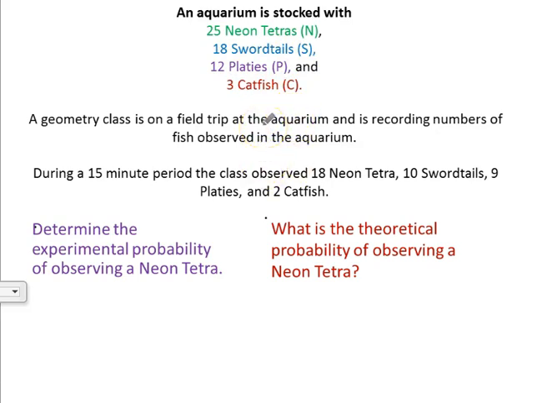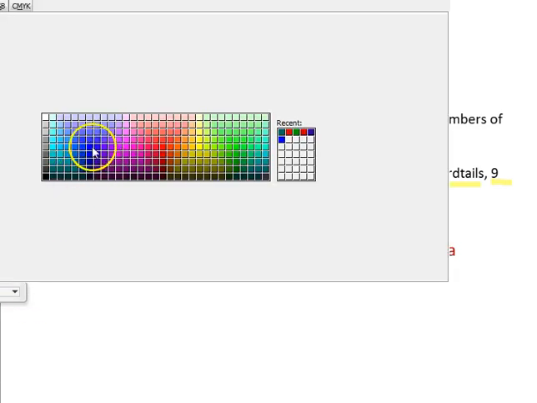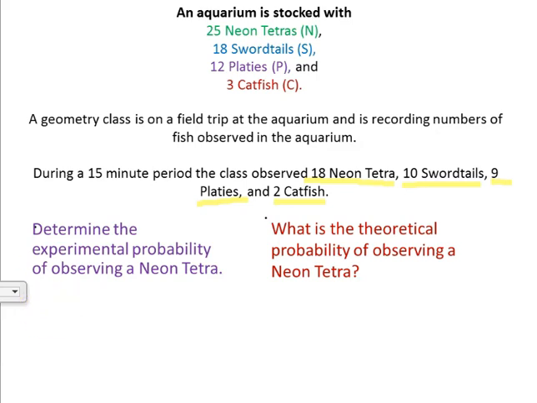So you guys are on a field trip at the aquarium, and you're recording the number of fish observed in the aquarium. So during a 15-minute time period, the class observed, so what you wrote down was that you saw 18 neon tetra, 12 swordtails, 9 platies, and 2 catfish. So let's look over here on the left, and let's start with determining the experimental probability of observing a neon tetra. So we want to find the probability of observing a neon tetra.